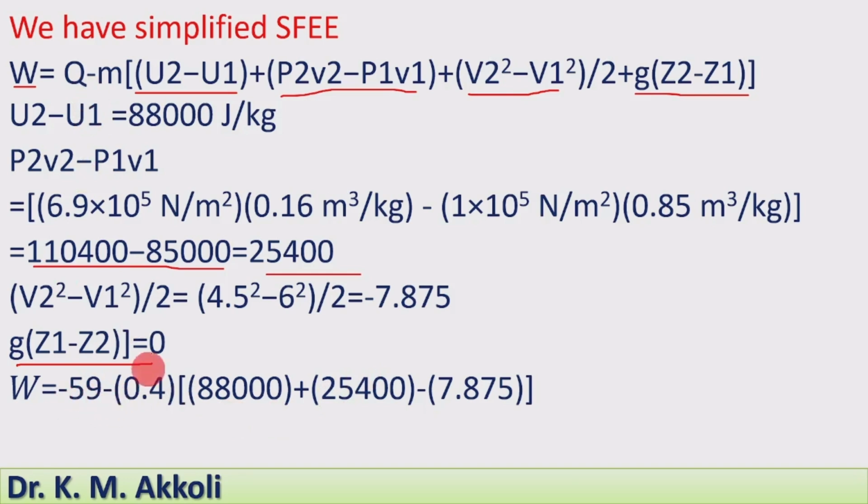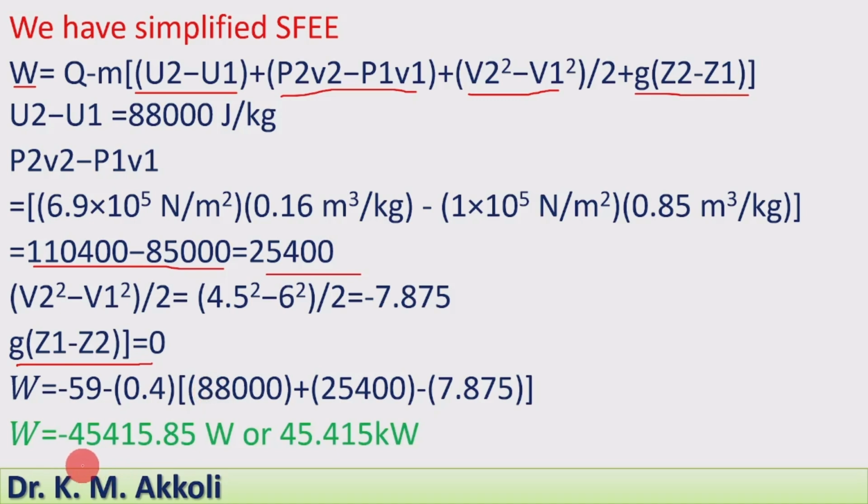After calculating this, we can substitute in the equation. Heat transfer is also negative, minus 59, and this term minus 0.4, the mass flow rate, times the remaining terms: 88,000, and P2 V2 minus P1 V1 is 25,400, and this is minus 7.875, and the potential energy term is taken as 0. After calculation we are going to get W equal to minus 45,415.85 watt or 45.415 kilowatt. It is work input, that's why we get the work as negative.